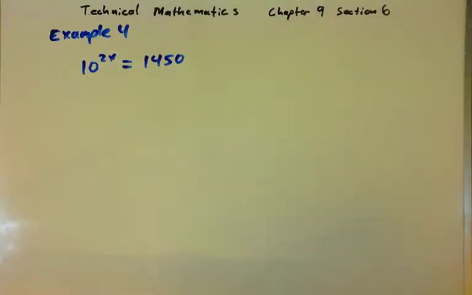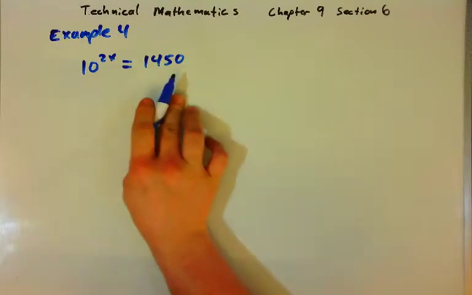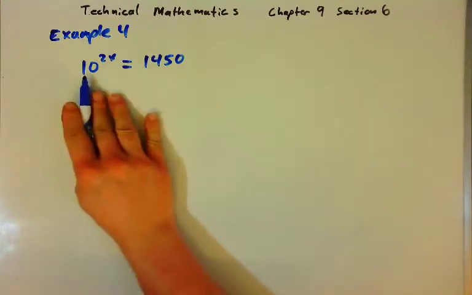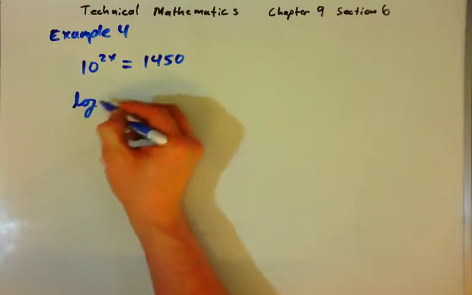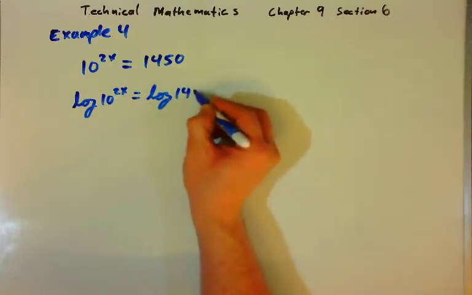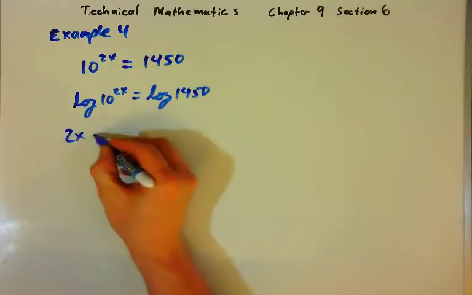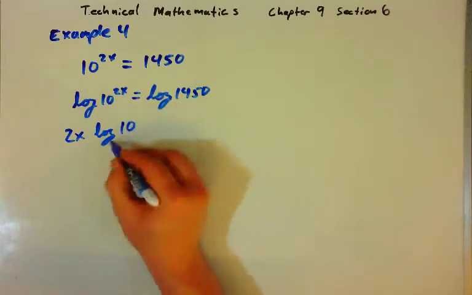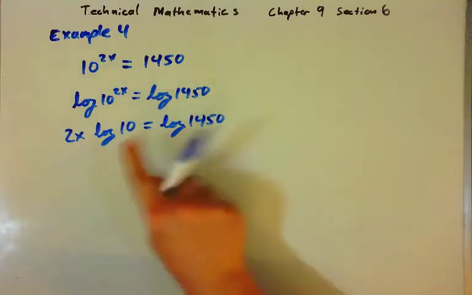This is example 4. It says 10 to the 2x power is equal to 1,450. And so the base over here is already 10. I don't want to use the natural log where the base would be e. If the base is already 10, it makes the most sense that I use the common logarithm. So I want to take the common logarithm of both sides. Log of 10 to the 2x power equals the common log of 1450. Now the exponent comes out as a multiplier. This would be 2x times common log 10 is equal to common log 1450.